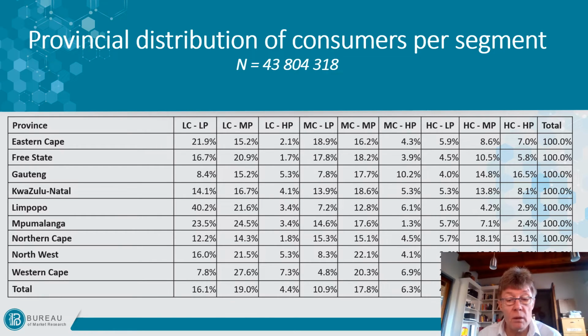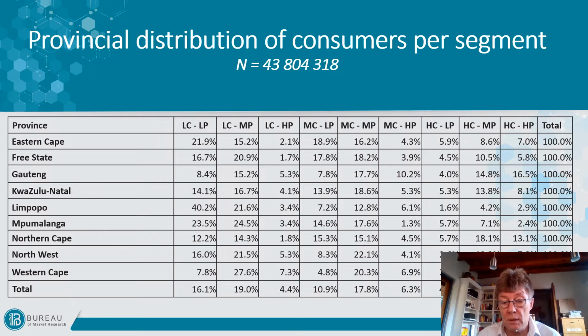While when you look, for example, at your high consumption capacity, high potential, you will notice that these are typically more Gauteng, the Western Cape, as we expected. So this gives you a very nice breakdown with respect to the provincial distribution of consumers per segment.